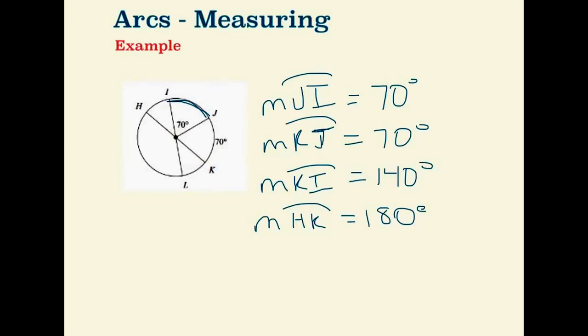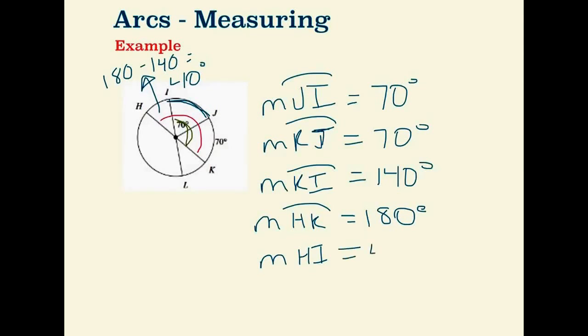And so if this much here is 180 and this much here is 140, that means I should be able to figure out this piece here: 180 minus 140, and that'll give me 40 degrees here. So the measure of HI is 40. From there, I could do the same process again to find this side: we have 180, this piece was 140, so this is 40. But we also have vertical angles, so I can even say that the measure of arc LK is also 40 degrees.